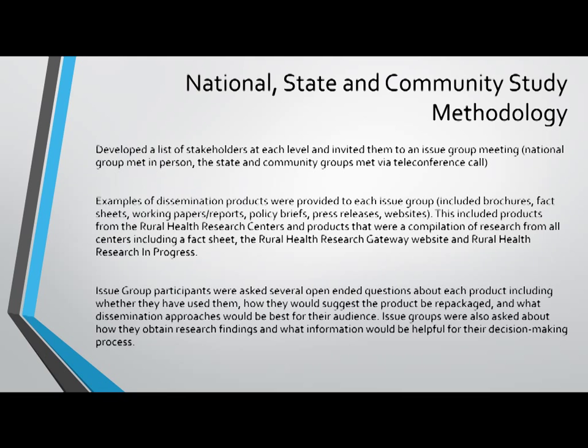What we did to get information from these groups is we brought together a lot of different examples of dissemination products at the time. So we contacted each of the Rural Health Research Centers and got examples of brochures and fact sheets and working papers and looked at websites. And we presented all that to these issue groups and asked them how did they use them, how could they be improved. And we compiled all that information into our 3 reports that you can get on that website at the Center for Rural Health.